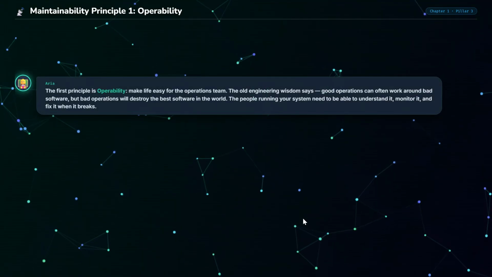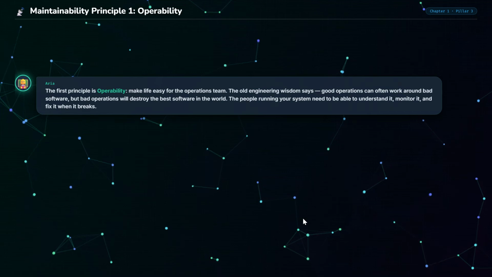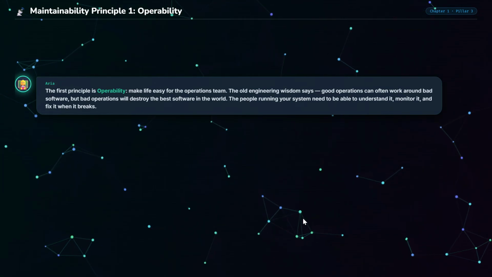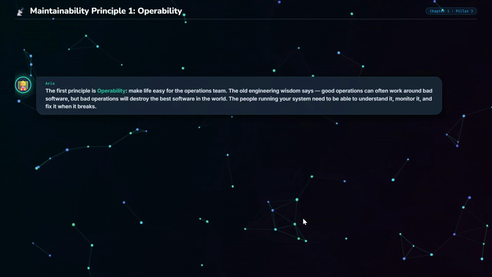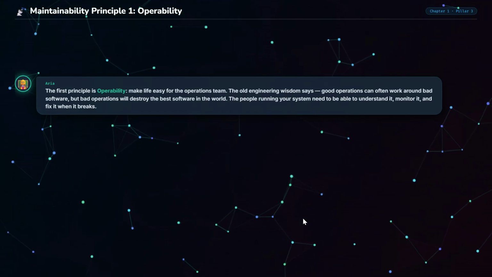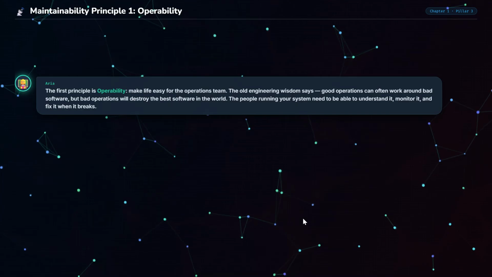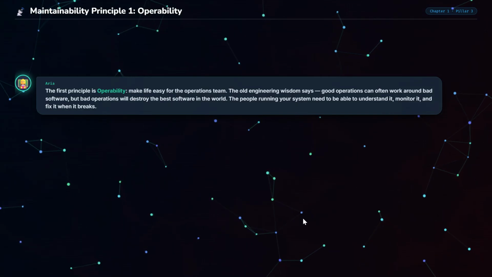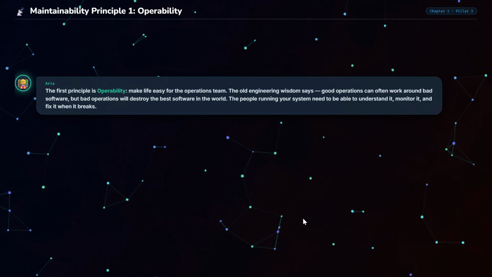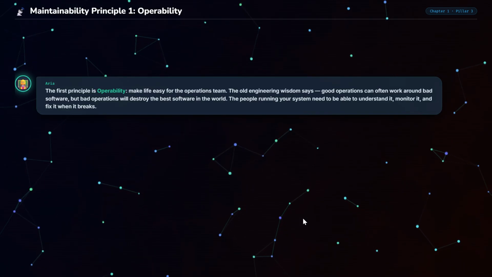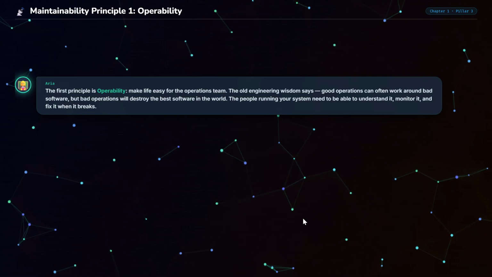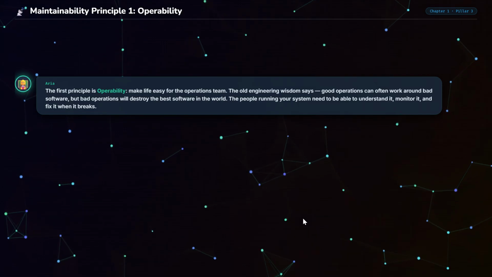The first principle is operability. Make life truly easy for the operations and site reliability engineering team. The old engineering wisdom says good operations can often work around limitations in bad software. But bad operations will destroy even the best designed software in the world. The people responsible for running your system need to be able to understand it, monitor it in real time, and fix it effectively when it breaks at 3 in the morning.